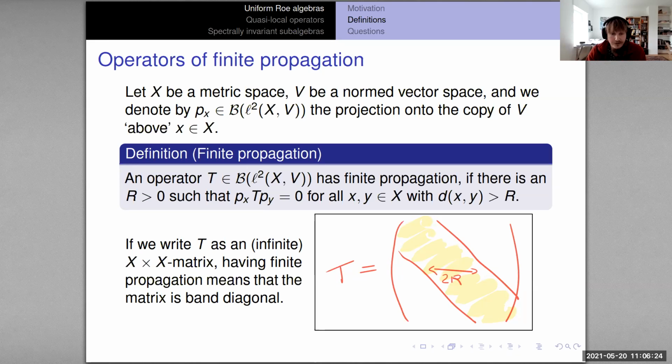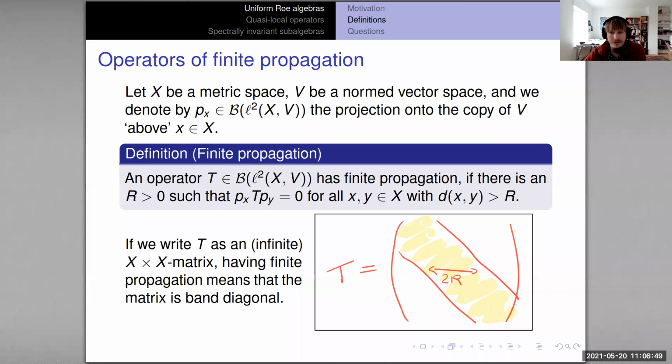And actually, if you search around for band diagonal matrices, then you also find a lot of literature about this, which actually does not have much to do with physics, I think, but with applied mathematics and things like this. So band diagonal matrices are also studied a lot. And that's basically what we're going to do in this talk, studying band diagonal matrices indexed over space X.